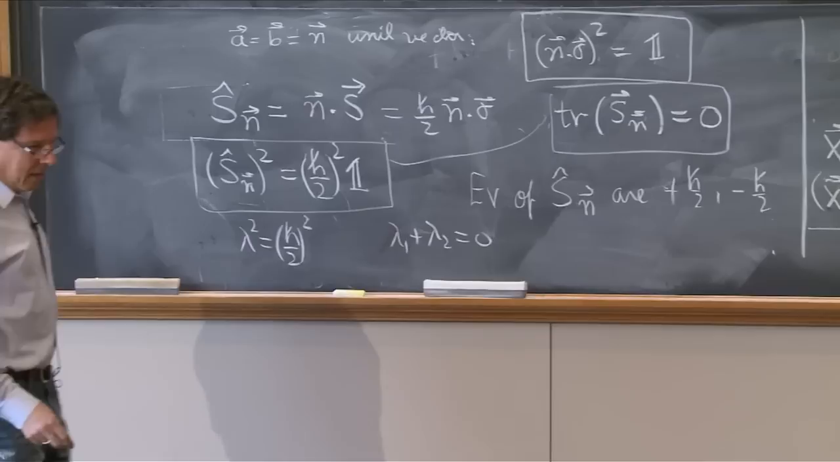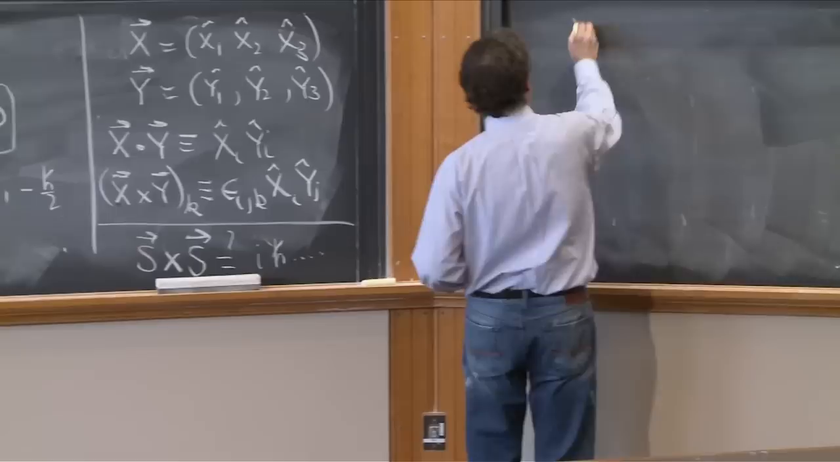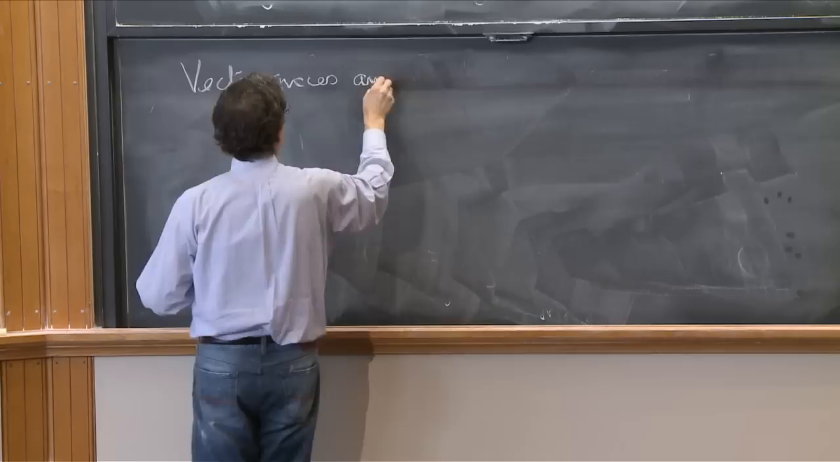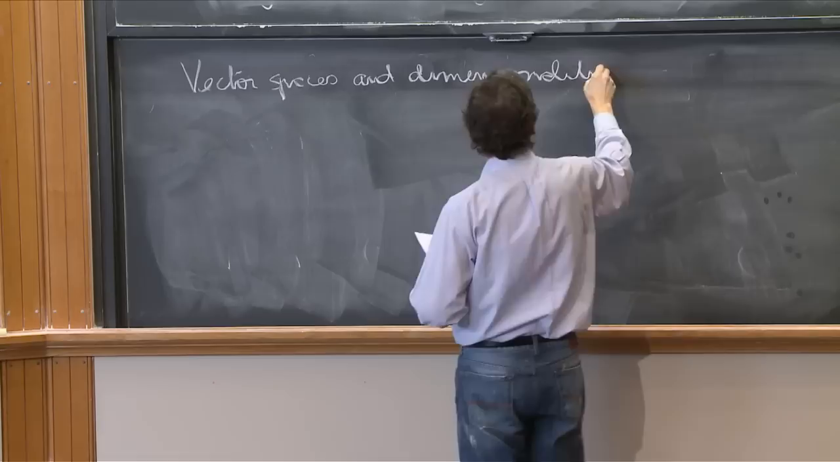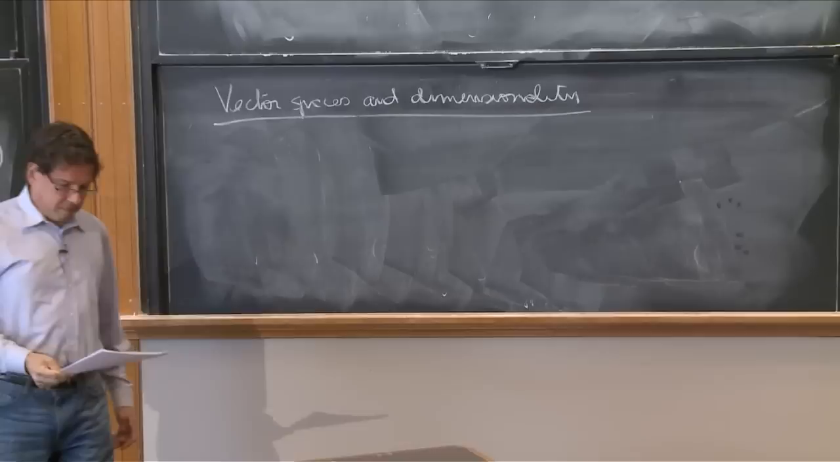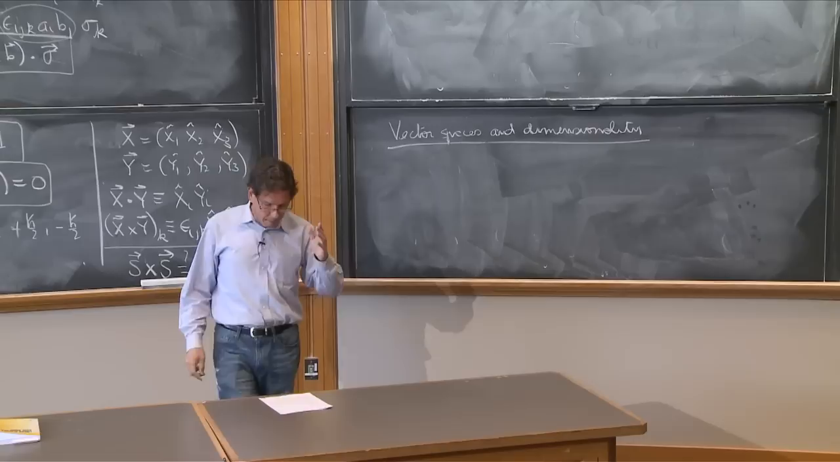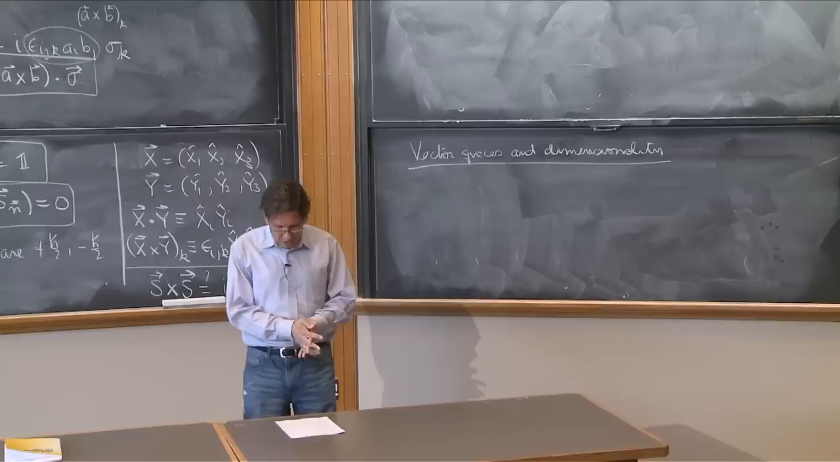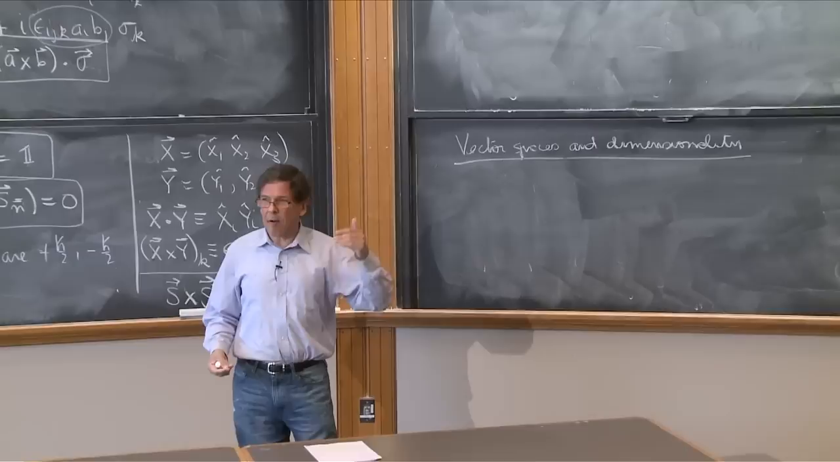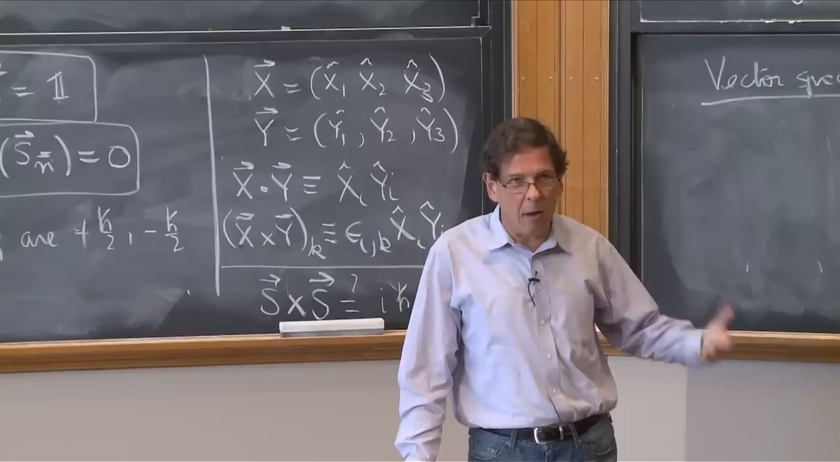All right, so let's talk about vector spaces and dimensionality. Why do we care about this? Because the end result of our discussion is that the states of a physical system are vectors in a complex vector space. That's, in a sense, the result we're going to get. Observables, moreover, are linear operators on those vector spaces. So we need to understand what complex vector spaces are, and what linear operators on them mean.